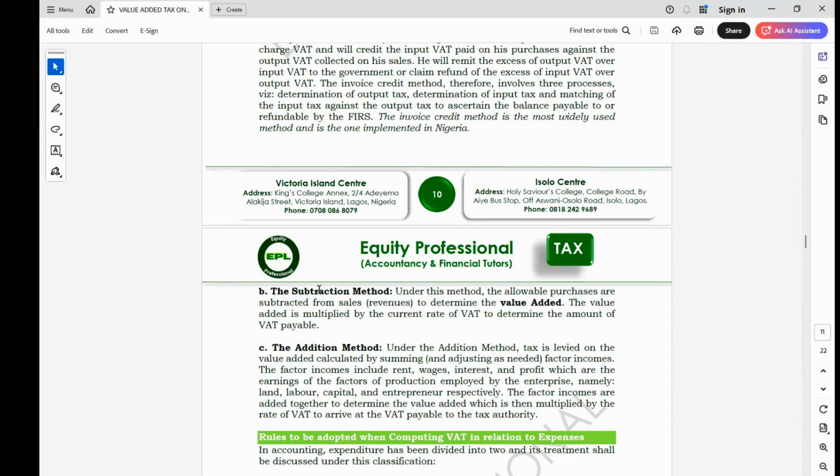This method is not adopted or utilized in Nigeria. But you may be asked by the examiner to use this method to calculate your value added tax. When you are asked for this method, the examiner will specify that you're using the subtraction method, which is the method of deducting the purchases from the sales to arrive at the value added. When you get the value added, you apply the VAT rate to arrive at the VAT.